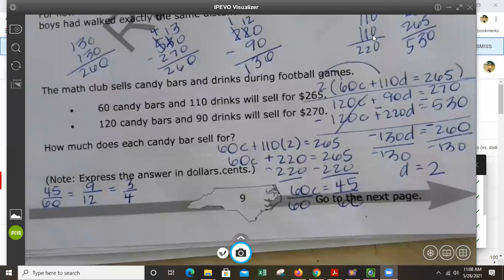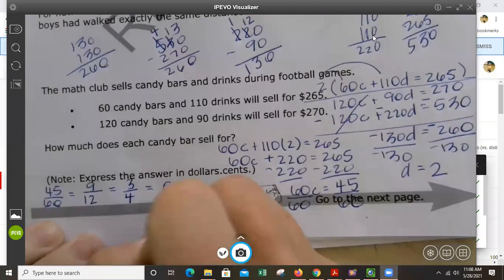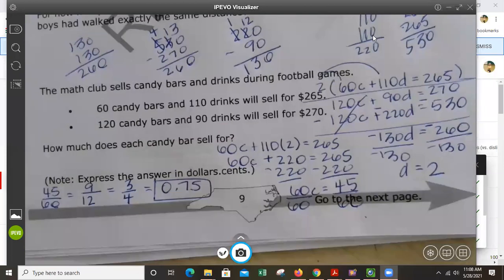What is 3/4? What's your decimal for 3/4? You guys should know this. What's your decimal for 1/4? This is for 3/4, right? Think about it. If it's fourths, think about quarters in a dollar. If you have 3/4, how many do you have? So each candy bar is 75 cents. Okay. Again, that's a trudge through that problem.